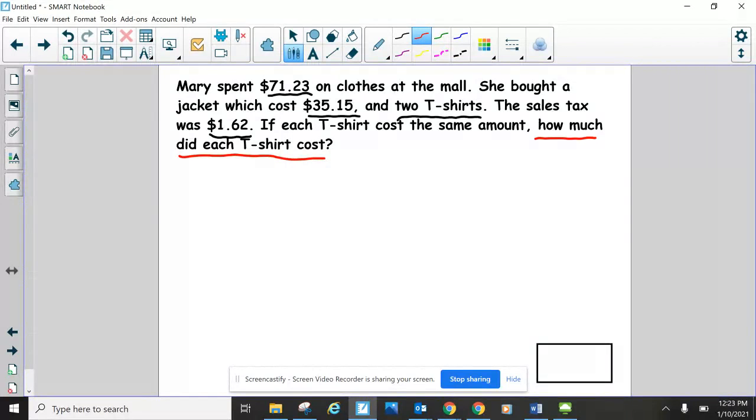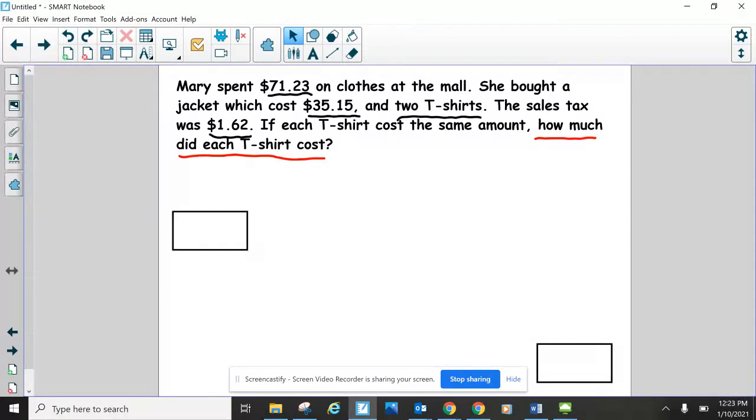So I want you to think about the problem. I want you to put yourself in the mall with Mary. And I know you know this. When you go to the store, what they do is they take each of the items that you've purchased and they add them together. Then they add the sales tax. And when they're done with that, they tell you how much you owe. They give you a total. So we're going to use some boxes to help represent this problem.